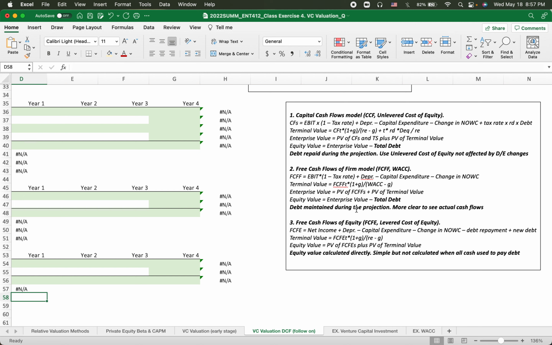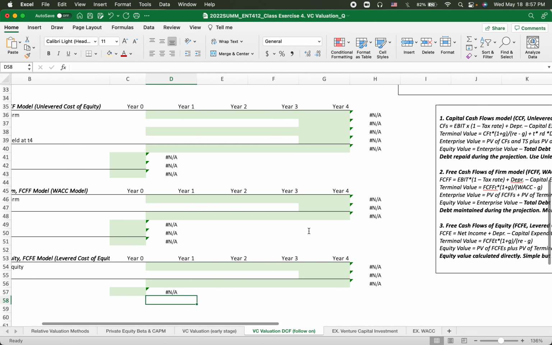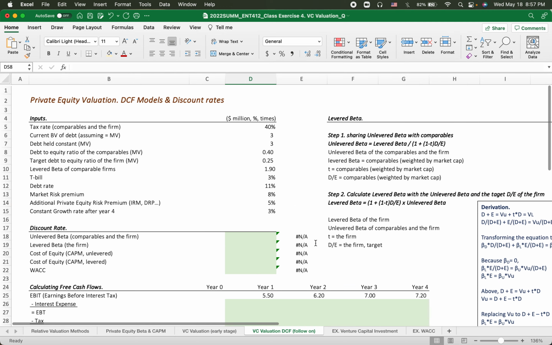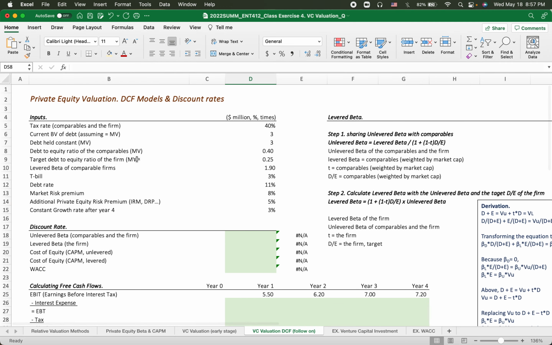Finally, the free cash flow of equity. That means we directly calculate the equity value. And then the cash flow calculation starts from net income. But we need to consider net changes of the debt, the repayment or the new debt, because that also will increase the cash flows of the equity. So here we have a lot of inputs, right?